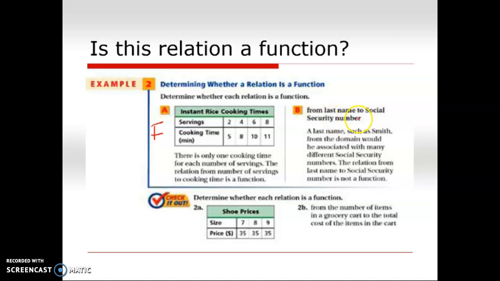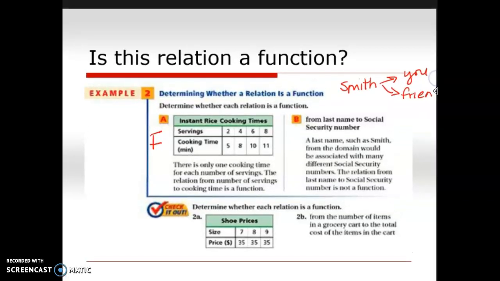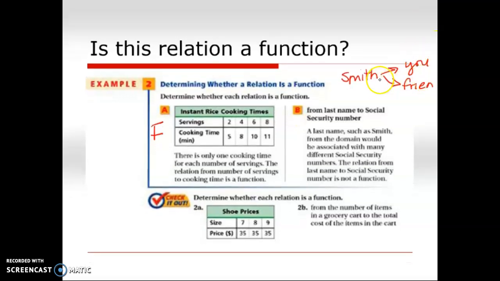From last name to social security number. Now guys, remember everybody's social security number is different. But you've probably got the same last name as somebody else. So that would mean that the same last name, say Smith, was going to you, and 10 was going to a friend of yours or cousin or other family member, so it would not be a function. Okay? So this one right here is not a function.